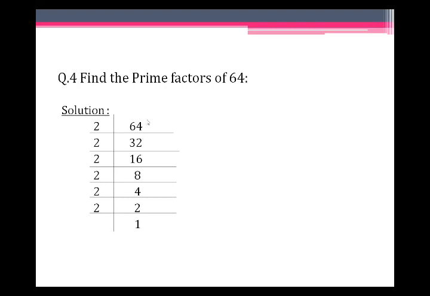Now 64 is completely divided by all of these prime factors. So here we write 64 is equal to 2 multiplied by 2 multiplied by 2 multiplied by 2 multiplied by 2 and multiplied by 2. So there are 6 times 2 here. So here we write 64 in the form of prime factors. So here's the answer.